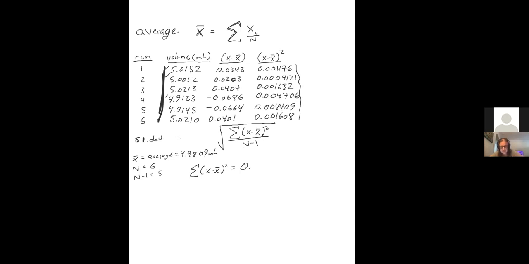Okay. Looks like we have 0.01394. Now we're going to divide it by n minus 1, which is 5, right? 6 minus 1. So divide it by 5. So we've got 0.002789. And then we're going to take the square root. So our last step is we take the square root.